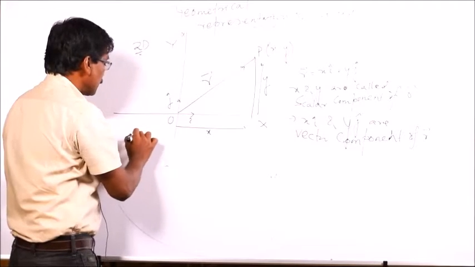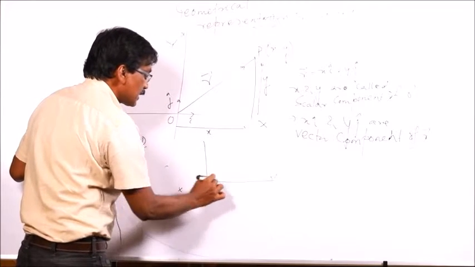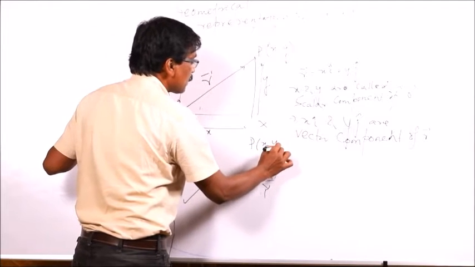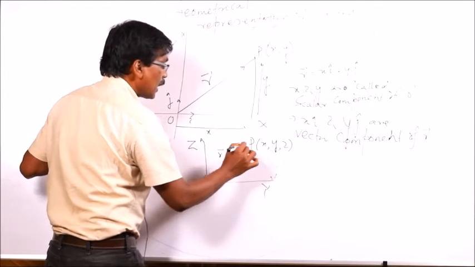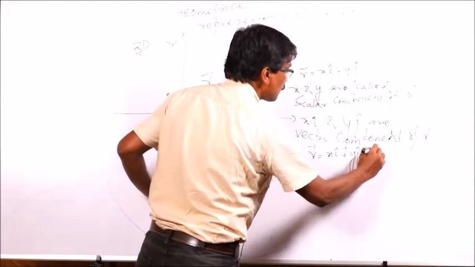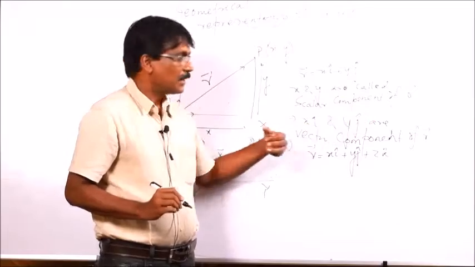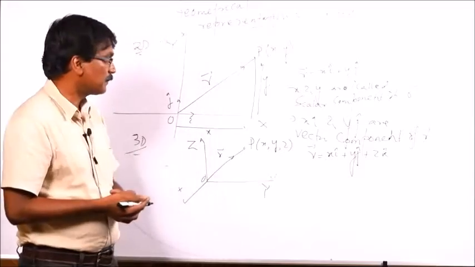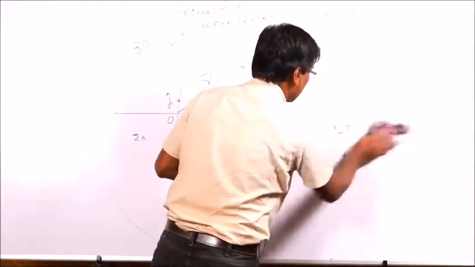If we come to 3 dimensions, 3D, we consider three different axes, x axis, y axis and z axis, and point P is x, y, z. So OP vector is r vector. Similarly, r vector will be x i cap plus y j cap plus z k cap. Similarly, x, y, z are called scalar components of r vector, and x i cap, y j cap and z k cap are vector components of r vector. Next, we have the magnitude of r vector.